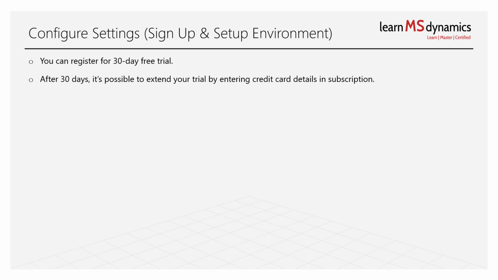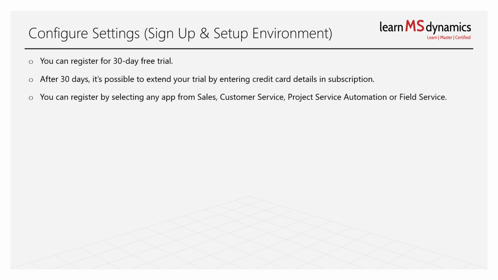And once your 30 days of trial is over, you can extend the trial by entering your credit card details in subscription. It will extend again for the next 30 days, and you can enjoy the trial for the next 30 days. Please note that Microsoft will not charge your credit card unless you want. So that's how you can extend your trial.